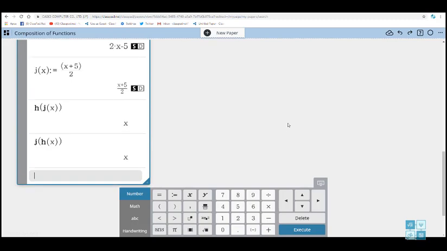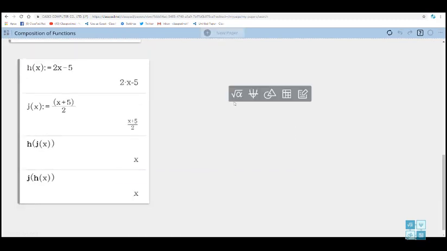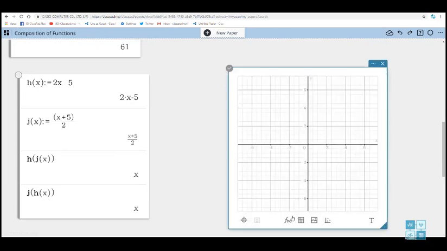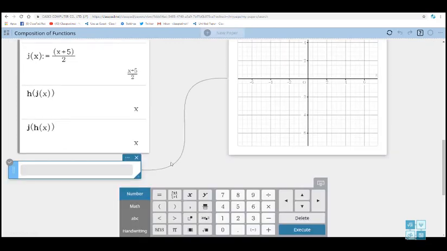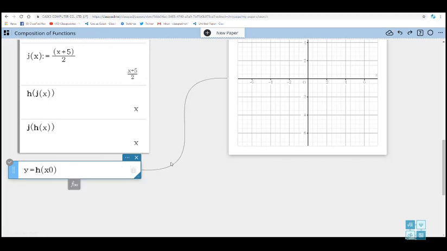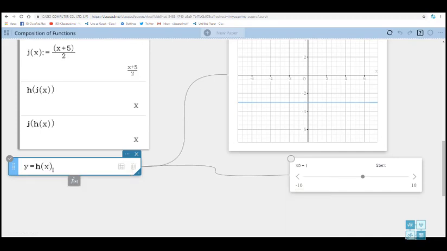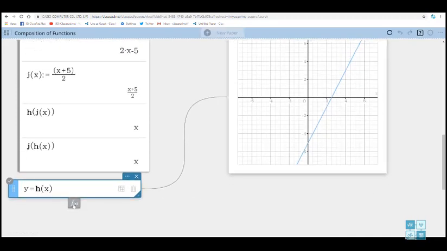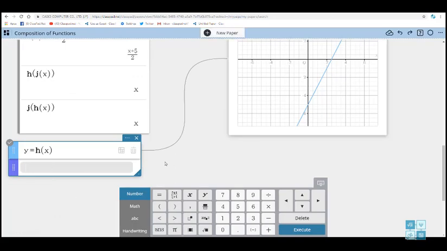What's that look like graphically? So let's actually pull up another graph here. And there we go. And let's graph each function again. So we're going to do y equals h of x first. Whoops, I added a little extra 0 in there. Didn't mean to do that. Notice it gave me a slider because it didn't recognize it. And let's do the other one, which we said was j.